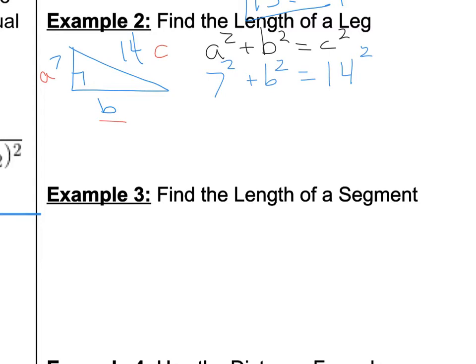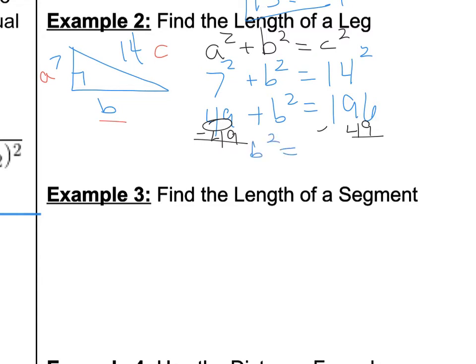So 7 squared is 49, plus B squared. 14 to the second power is 196. Now here's the difference. We need to get B by itself, so this 49 has got to go. We subtract 49 from both sides. Those zero out. So now we have B squared equals 196 minus 49, which is 147.